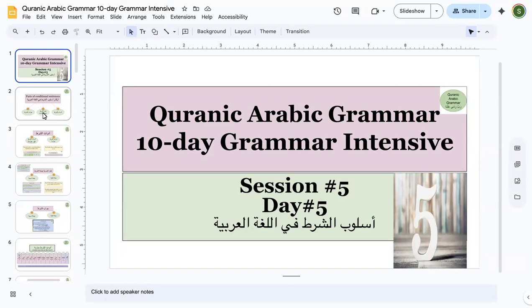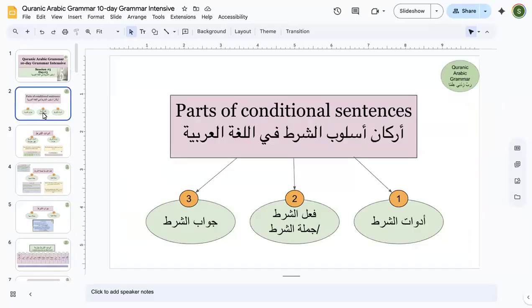Do you all figure that out so far? That there is a condition and then there is a response, right? So this is what we are going to learn. In Arabic, when it comes to a shart, which is a condition, you will find 3 parts. Yes, so if you attend intensive, you will be intelligent. That I don't know, but inshallah, that's a goal, inshallah.